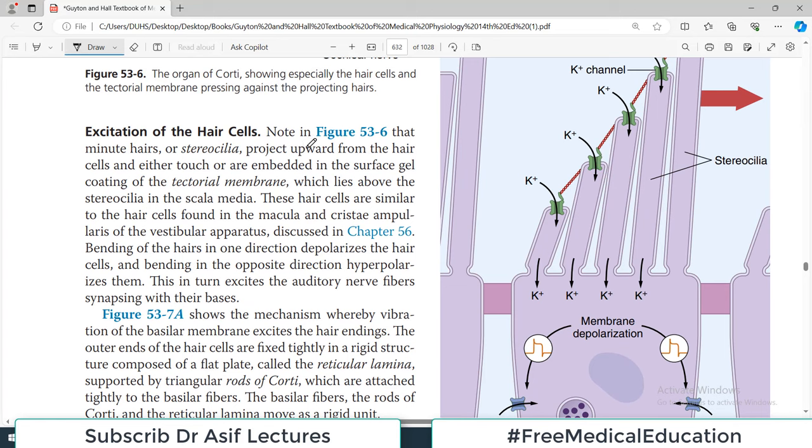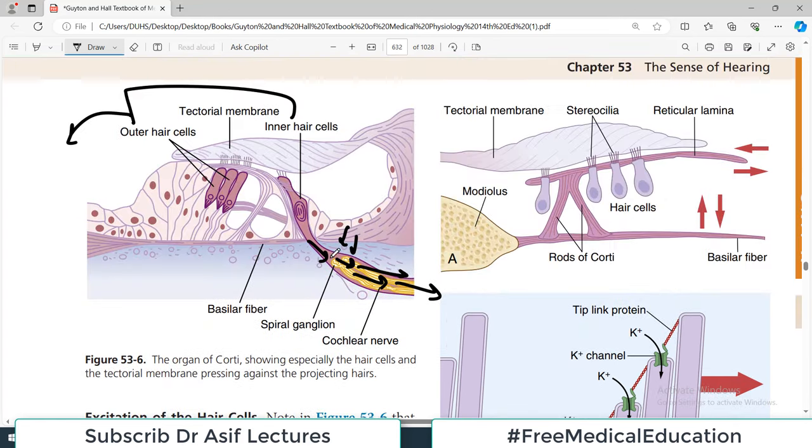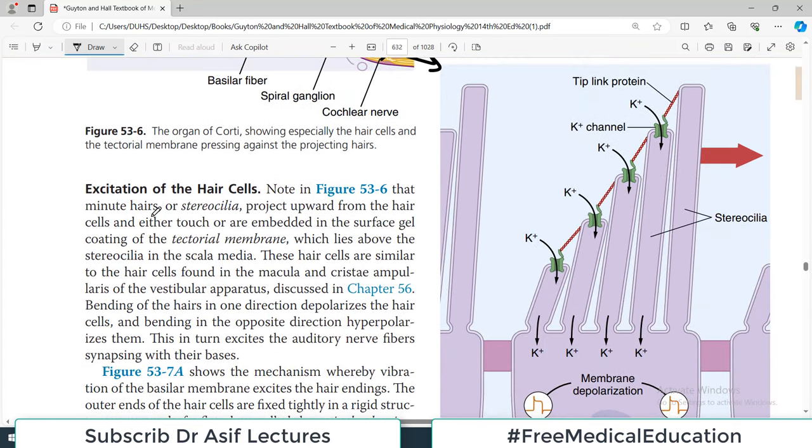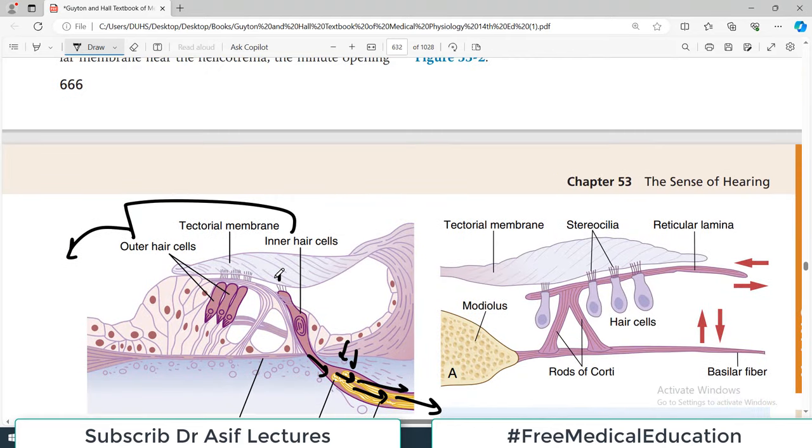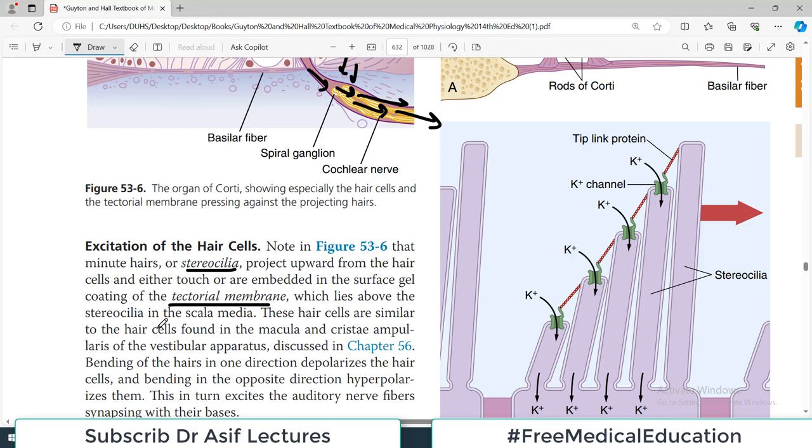Excitation of the hair cell. Note in figure 53.6, which is this one. Minute hairs or stereocilia project upward from the hair cells and they're embedded in the surface gel coating the tectorial membrane. So these are the cilia they are talking about. These cilia are embedded in a gel-like material given a special name, the tectorial membrane, which lies above the stereocilia in the scala media.